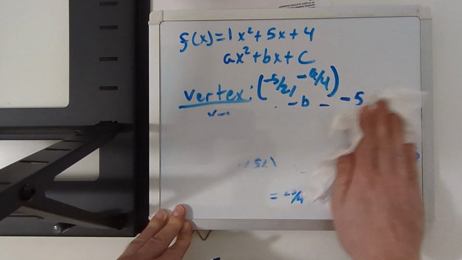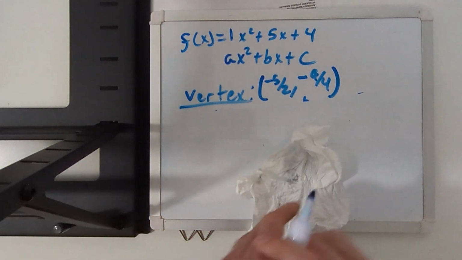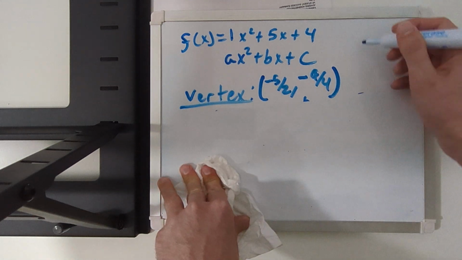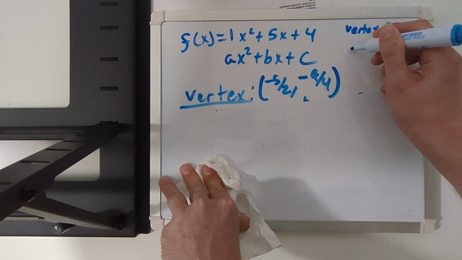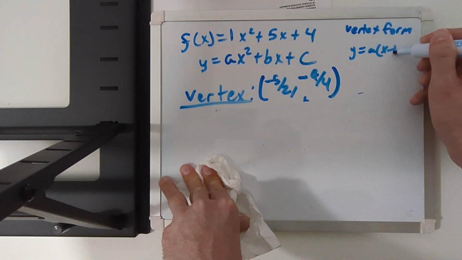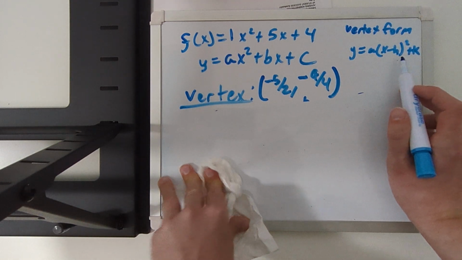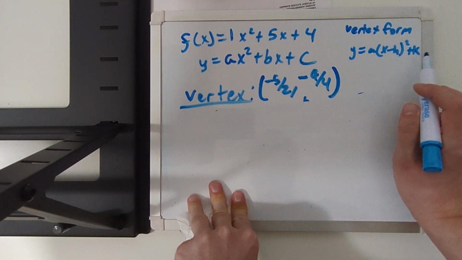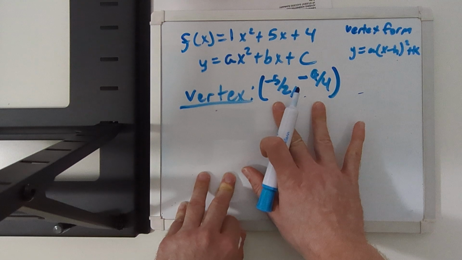Method number two to get the vertex is to convert the equation into the vertex form of quadratics. So this is called standard form, the ax squared plus bx plus c. The vertex form is y equals a times x minus h squared plus k, where your vertex is going to be h, k. This is just taking the parent quadratic function and moving it right and left h units and up and down k units. So let's do the second method and see if we get the exact same answer.